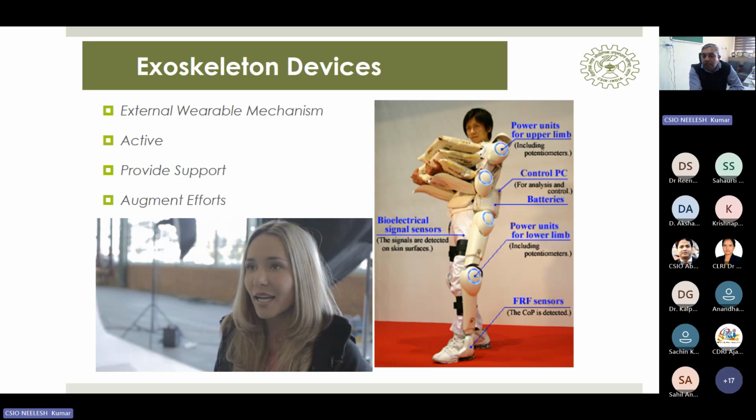So again, these are different bioelectrical sensors, which is again EMG and others. There are some other sensors also.